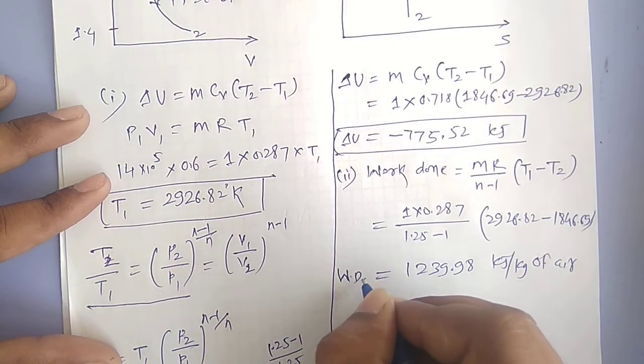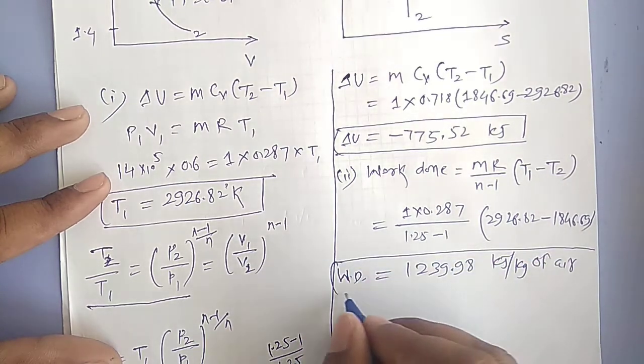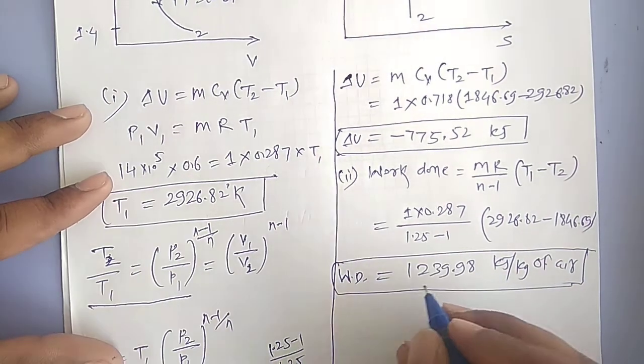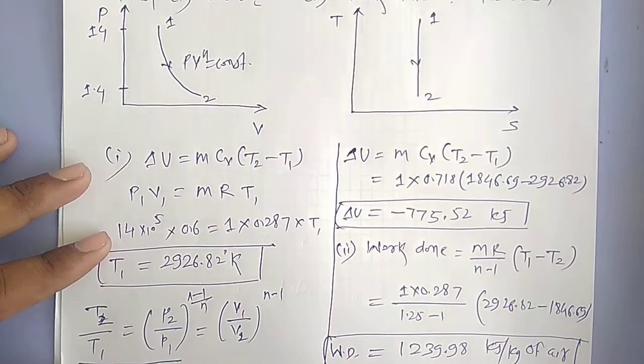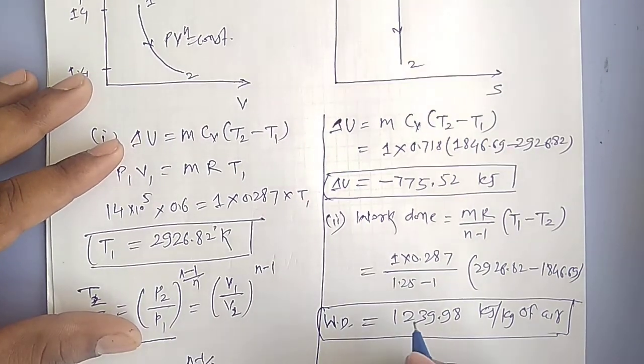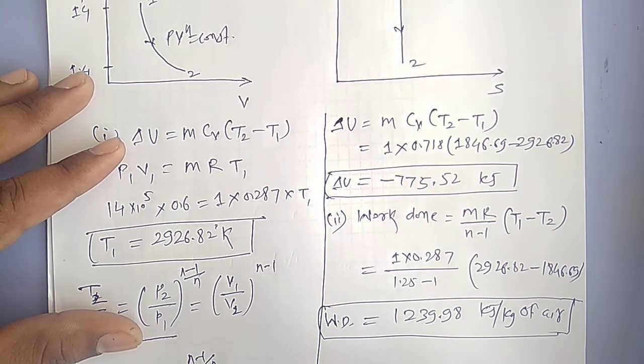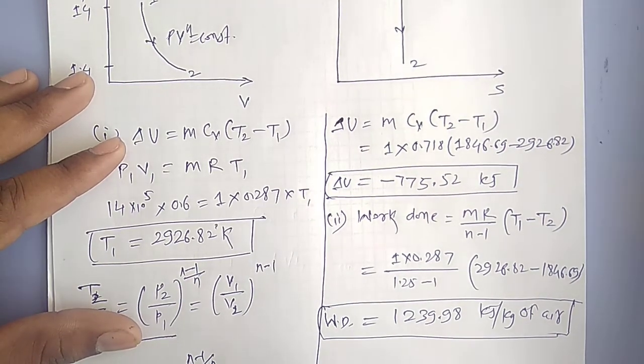This is the work done. Here the value of work done is positive. It indicates that the work is done by the system. So the value of work done is positive.